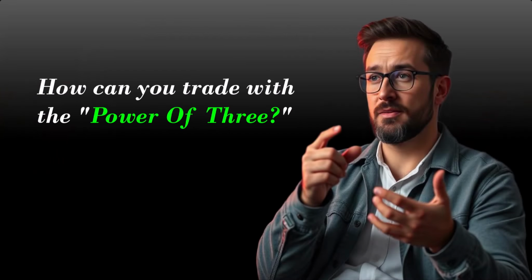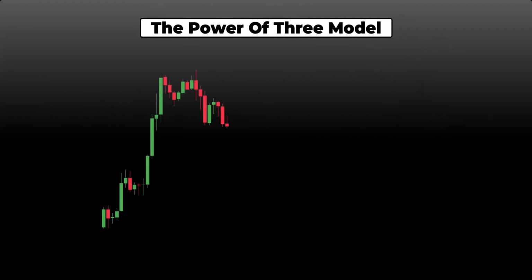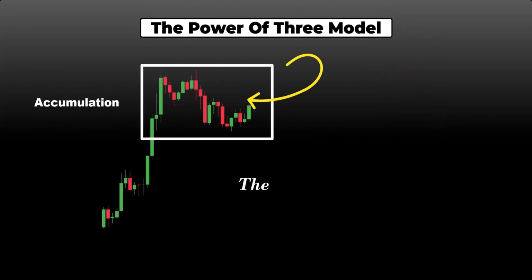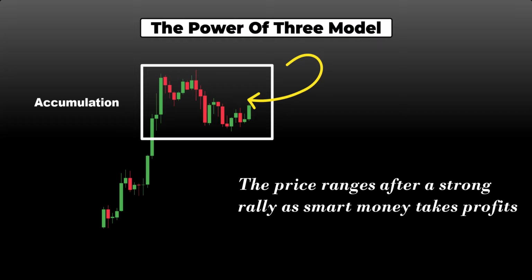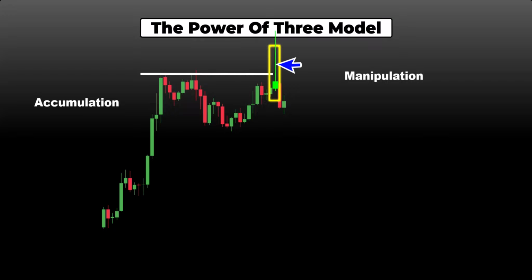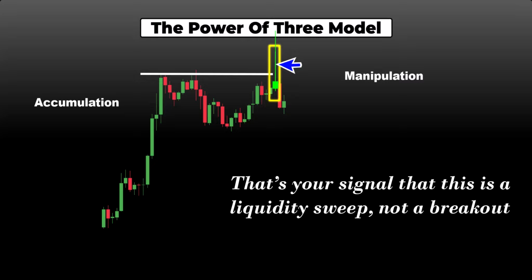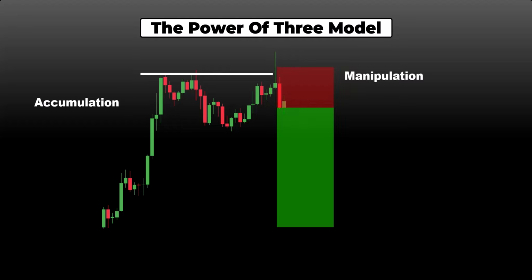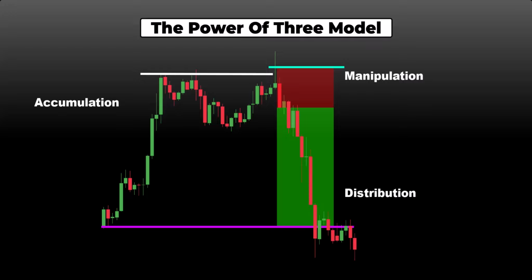Now, how do you trade with the power of three? Say in uptrends, you watch for accumulation. The price ranges after a strong rally as smart money takes profits. Then comes manipulation. This is where the price spikes above resistance. If the breakout candle closes back inside the range, that's your signal that this is a liquidity sweep, not a breakout. You may decide to enter on the close of the follow-up candles and place your stop loss above the high and target the next support level. This way, you ride the distribution created by smart money.